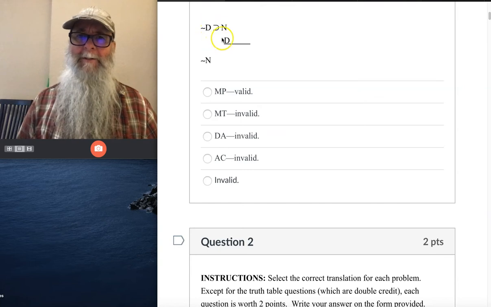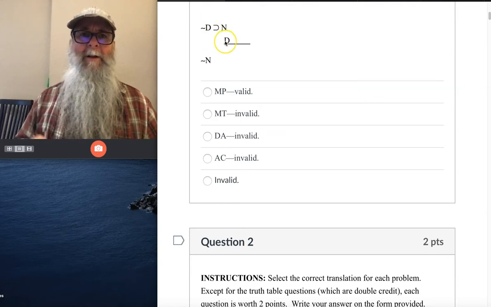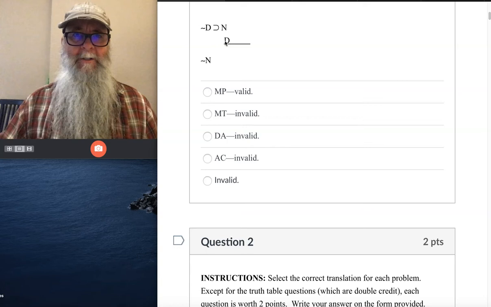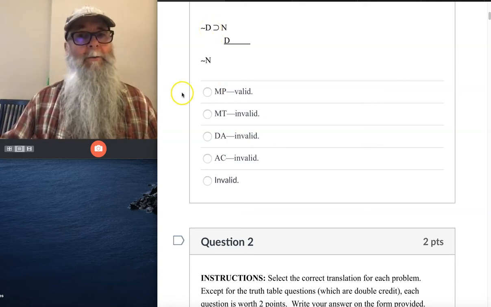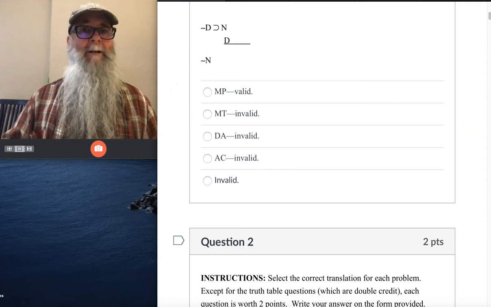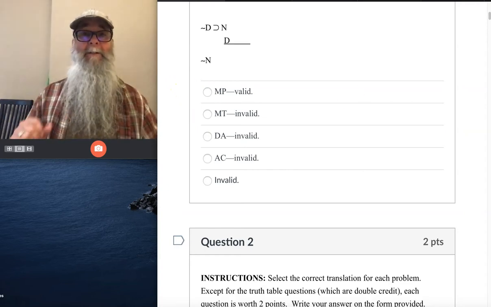In a modus ponens, these two D's would have to look exactly the same for this to be modus ponens. They'd either have to both be tilde D or both be D, and they're not. So right away, I can eliminate that as a possible answer. Okay, so now I've reduced my list down to four.